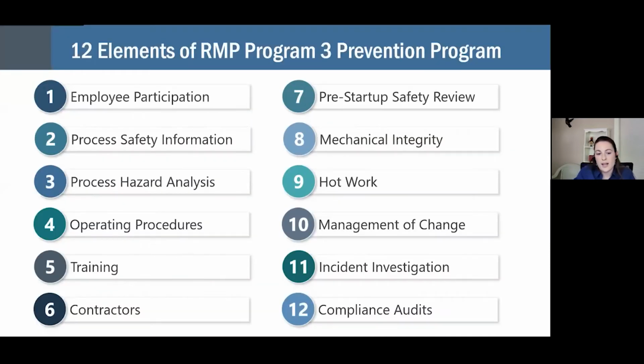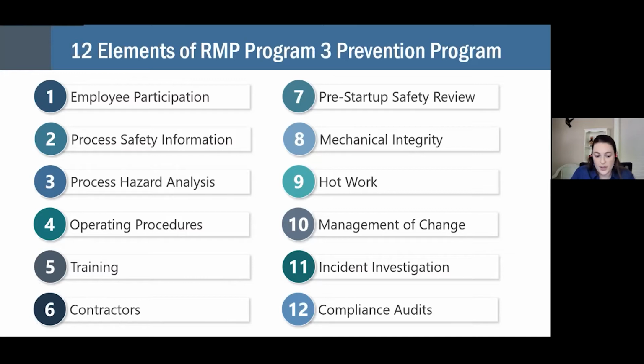There are 12 elements in a program 3 prevention program. They're listed here: employee participation, process safety information, process hazard analysis, operating procedures, training, contractors, pre-startup safety review, mechanical integrity, hot work, management of change, incident investigation, and compliance audit.